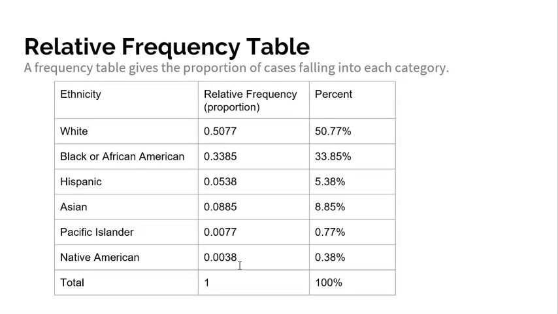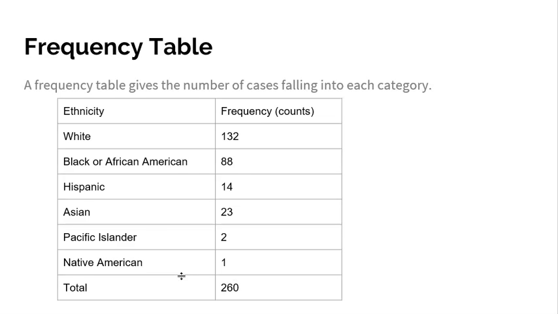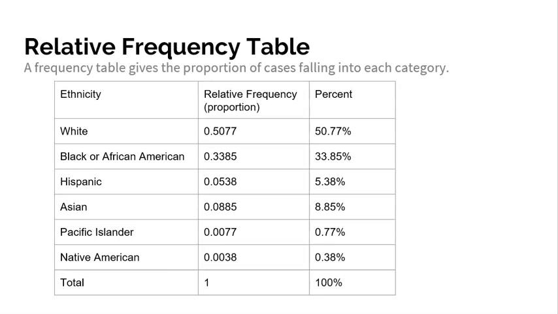So we do that for each category all the way down to the Native American, which was 1 out of 260, which was 0.0038. Then we turn those into percentages. So keep in mind that a proportion is the same thing as a percentage. So once we have that proportion, all we do is move the decimal 2 times to make it a percentage. Keep in mind that if you do write something as a percentage, you must have the percent sign.